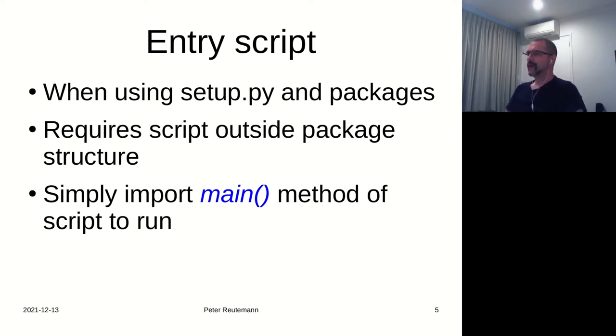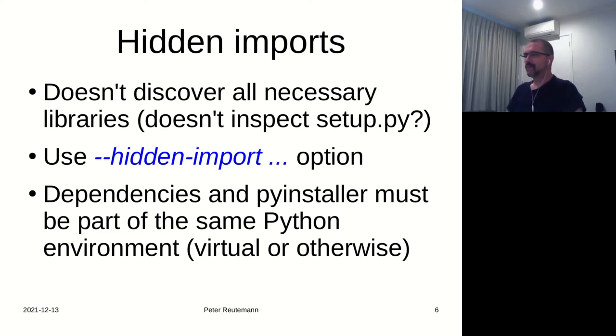However, you basically have to create another little script outside this package structure and then import just the main method that you have in the actual script that you want to run. And then that's that. So it's relatively straightforward as well. But it comes with a few pitfalls, especially if you just do this quick script where you're importing the main method of your actual script. It doesn't import any libraries in that script, which you're actually handing over to PyInstaller. All it sees is, oh, all I can see is just os or maybe sys or not even anything like that, and just the one library, and doesn't actually import any other dependencies.